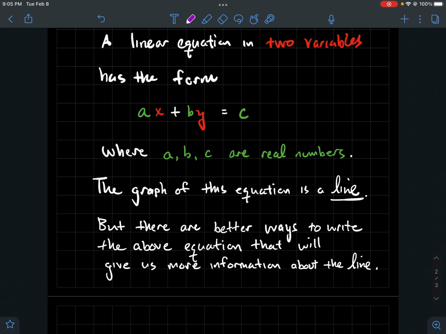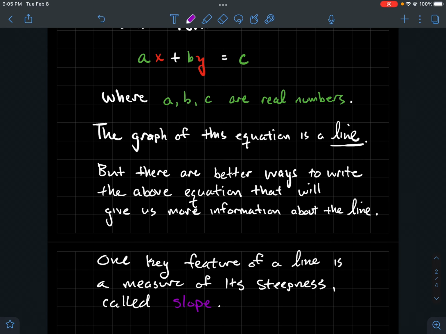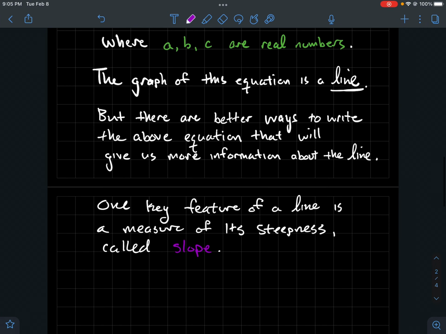You might be thinking, what kind of information about a line should be important to me? And really the key feature about a line is the measure of its steepness and direction, which is called its slope. We want to talk about what slope is, and then we'll look at how slope helps me determine the equation of a line.